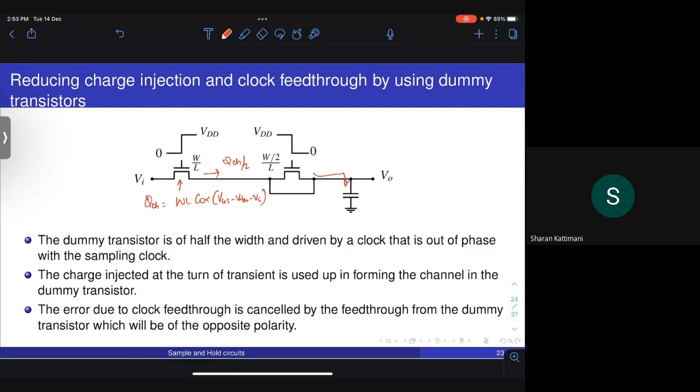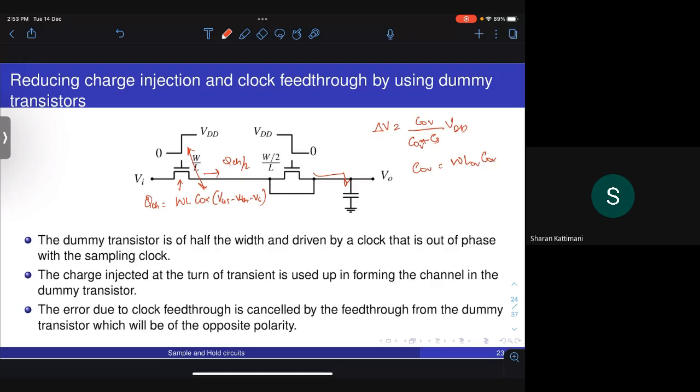And clock feed through, again, there is an error in the output voltage due to clock feed through. We have seen it is given by delta V equals C overlap upon (C overlap plus C sampling) into VDD, right? So what is the C overlap in this case? It is W into L overlap into Cox, right? So that is the charge which is injected from the gate to the output capacitor of the sampling switch.